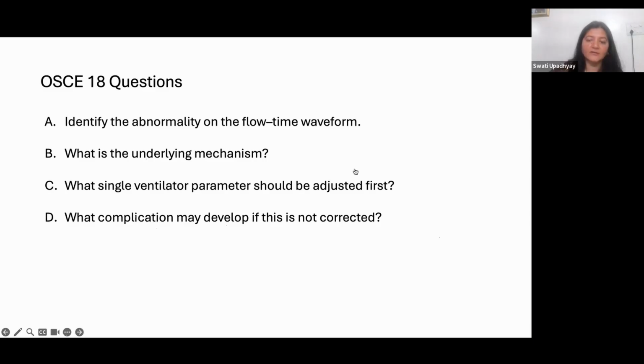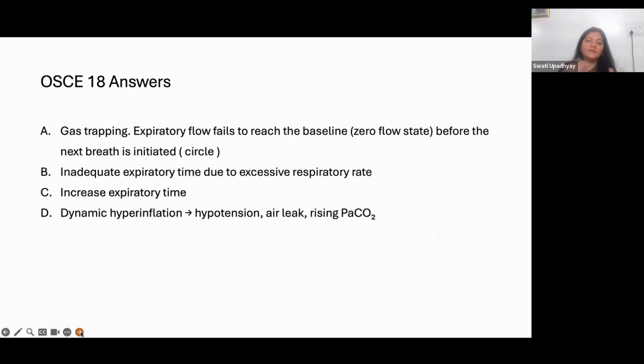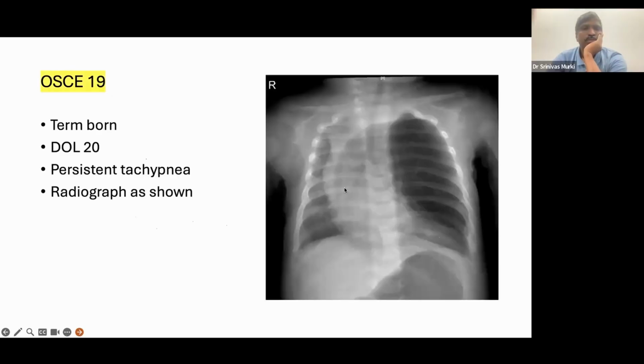Pneumothorax can happen, right? Anything else? So there will be dynamic hyperinflation. It can lead to air leak. Because of hyperinflation, what will happen? There will be raised intrathoracic pressure, which will lead to reduced venous return. Yes, somebody has rightly pointed out decreased venous return, and it can worsen the hypotension. So it can cause hypotension, air leaks, and rising PCO2. Wonderful. Okay, good. So I think Swati, you can continue.